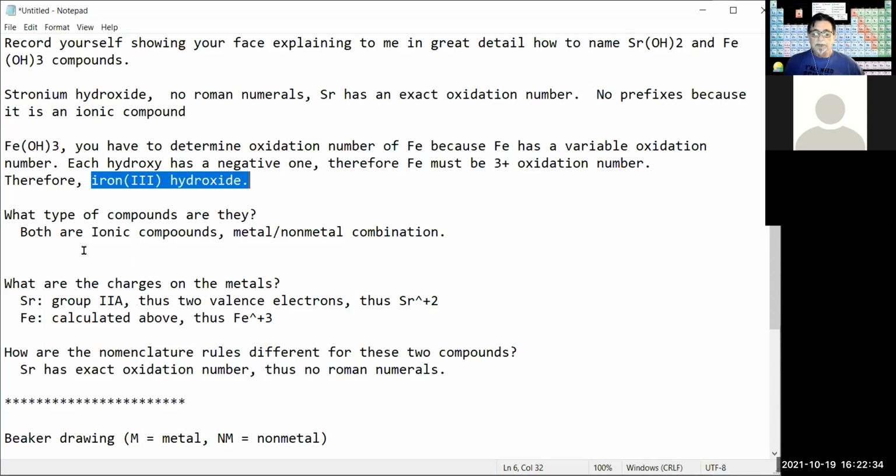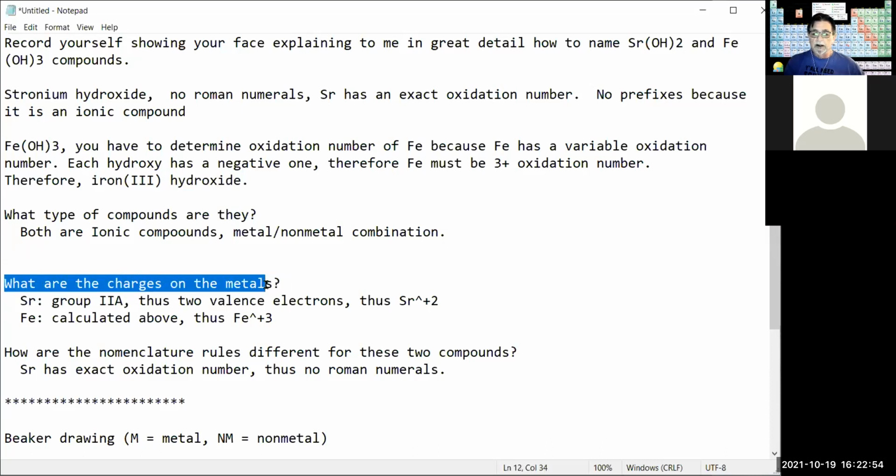So the next question, what type of compounds are they? I mentioned at the beginning, both of them are ionic compounds. It's a combination of metal and non-metal. The OH, the hydroxide, is the non-metal. The charges, I just talked about that. Sr is in group 2A, 2 valence electrons. It's a metal. All metals lose electrons. Therefore, it will end up with a +2 charge. And the iron, we had to calculate that because it has a variable oxidation state. We calculated it to have a +3 charge.